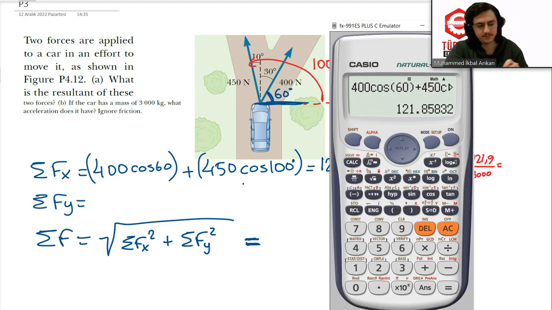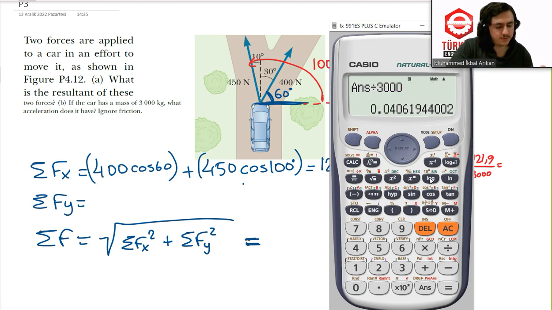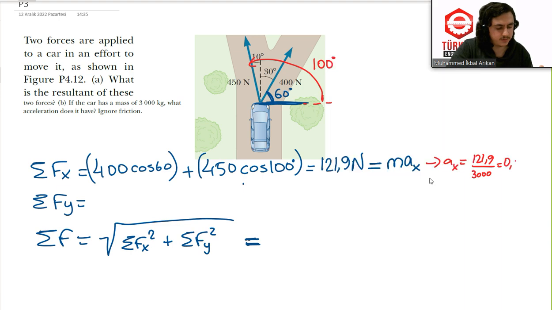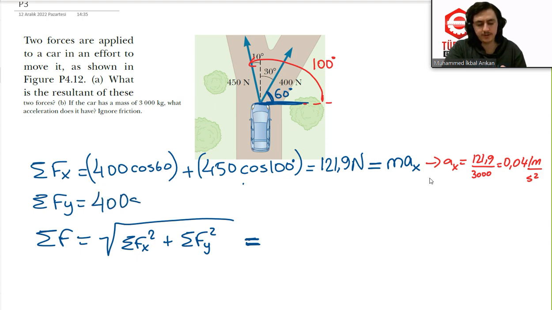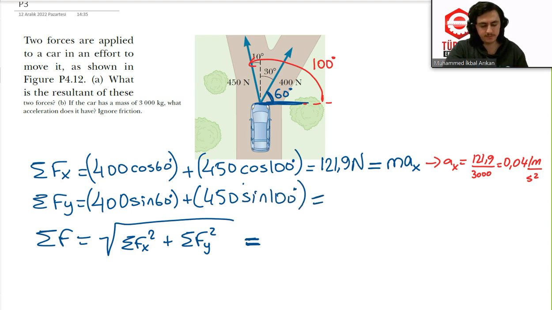So I will get what? 0.041 meter per second squared. So this is our acceleration in x. What about the y-axis? So here in the y-axis I have 2 forces, one of them is just sine of this one, and the other one is just sine of the other one. So I will put them.